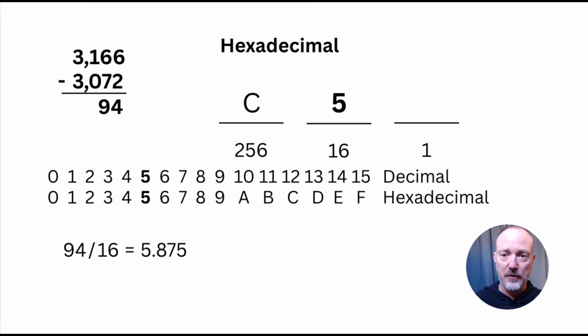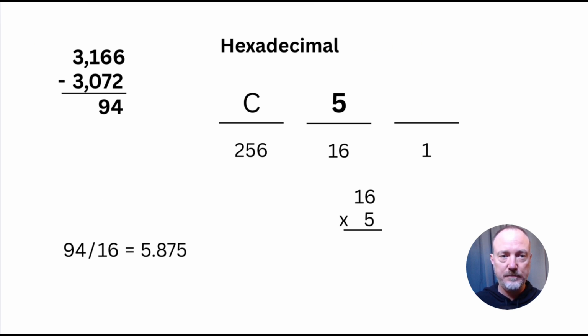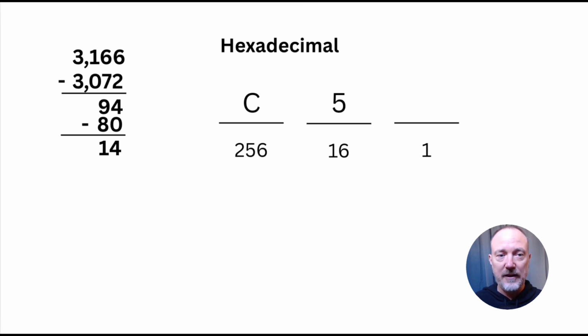Next, we have to figure out how much is accounted for by having 5 16s. To do that, we multiply 16 times 5, and that gives us 80. Just like before, we subtract that 80 from the 94 to see how much we have represented here. And when we do that, we are left with 14. Now we have to deal with that last 14 in the ones place. So we have to figure out how many ones there are in 14. This is probably the easiest step. There are 14 ones in the number 14.